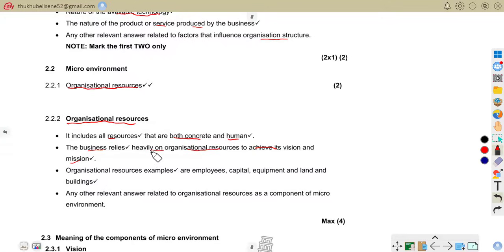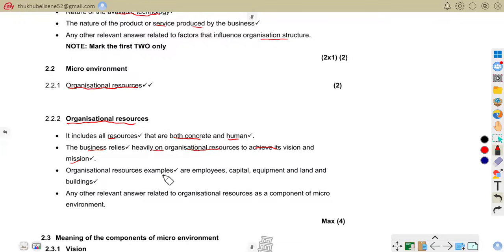The business relies heavily on organizational resources to achieve its vision and mission. Meaning to say, without resources, a business cannot achieve its goals. Like SB, we have said it needs what? Computers for it to operate. So that is that.